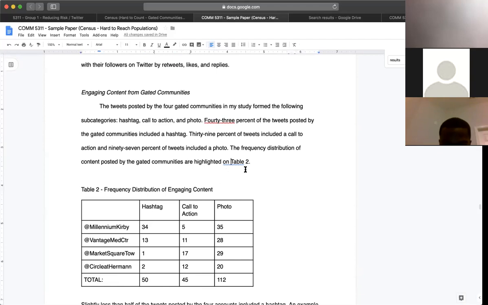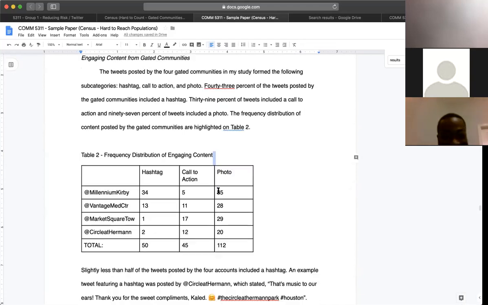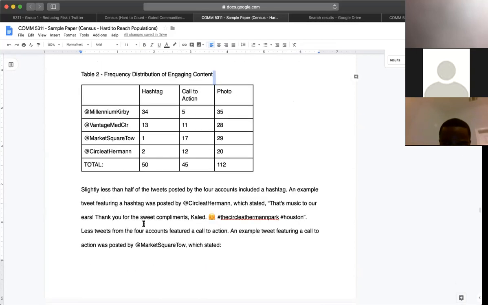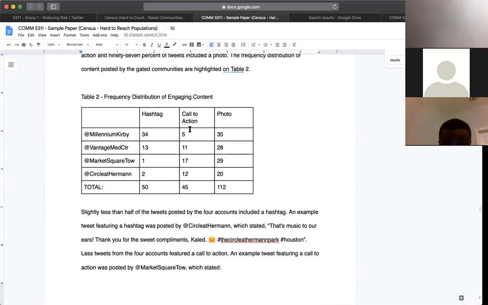What questions do you guys have? Just looking, just observing. Just looking. So since we started talking about these categories, you want to provide your reader with basically what this means. What does a hashtag mean? What does a call to action mean? What does a photo mean?